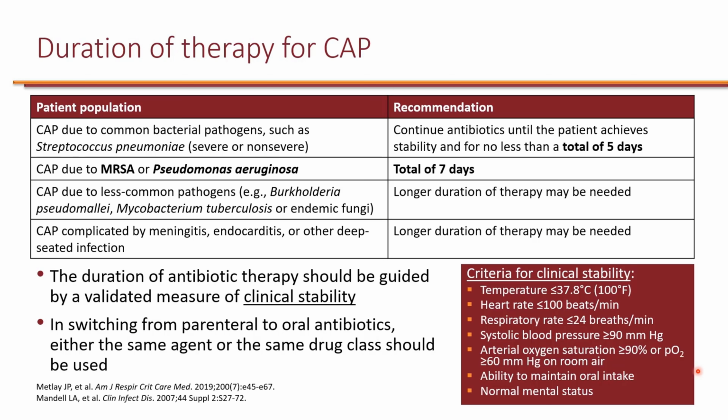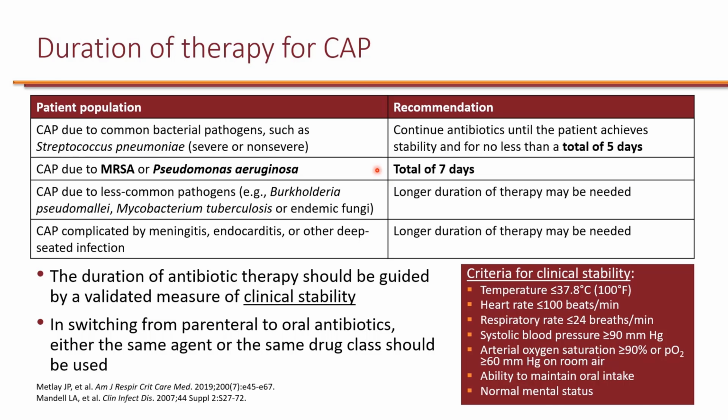Now, when it comes to duration of therapy for community-acquired pneumonia, it should be guided by a validated measure of clinical stability. And in general, the criteria for clinical stability, which are from the 2007 IDSA guideline, use things like vitals: temperature, heart rate, respiratory rate, systolic blood pressure, oxygenation of the blood, as well as ability to maintain oral intake and normal mental status. So these are the criteria you can use to see if the patient is clinically stable.